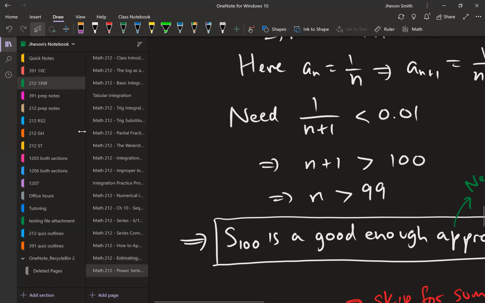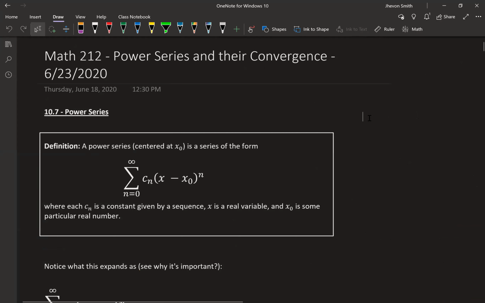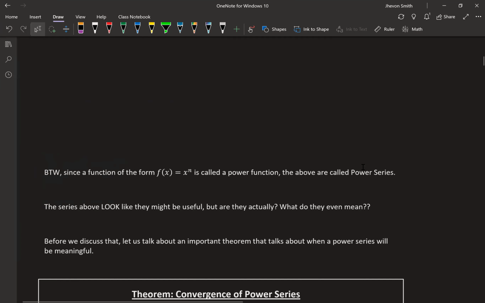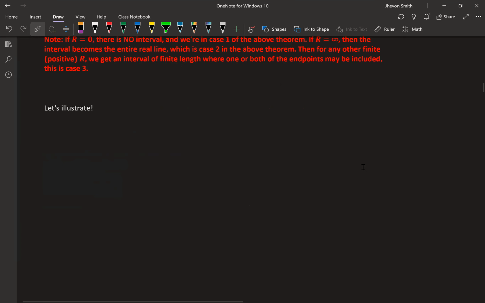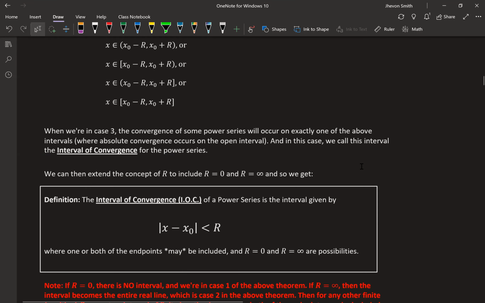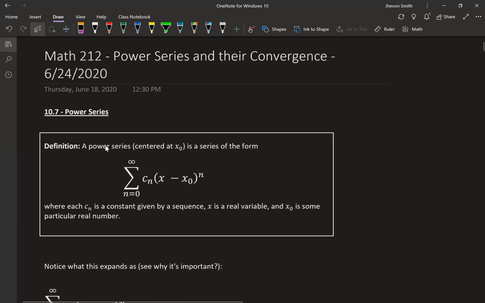I was hoping we'd start power series today, but we will move that off to tomorrow, which I'm not too upset at. Power series is kind of a whole new thing, so it might as well have its own day. Power series, again, super important. Such an important application of series. It's not even funny. But we'll do that tomorrow.